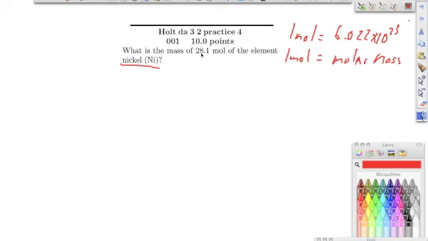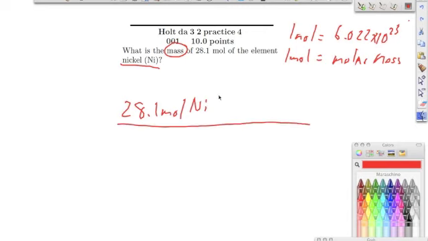It says what is the mass of 28.1 moles of the element nickel. So when we're looking at this, it wants the mass of it. Now remember that anytime we start with a mole, we will always end up multiplying. Anytime we start with anything else, whether it's molecules or a mass, we will always divide. So here we're starting with 28.1 moles of the element nickel. Anytime we see grams, we know that we are going to be dealing with this conversion factor: 1 mole equals the molar mass.